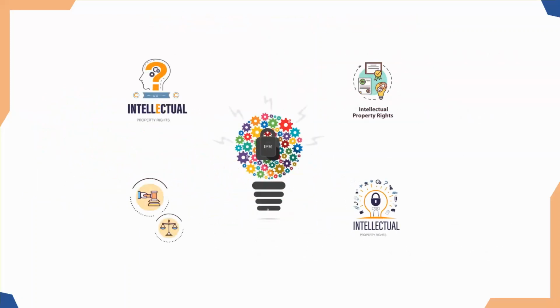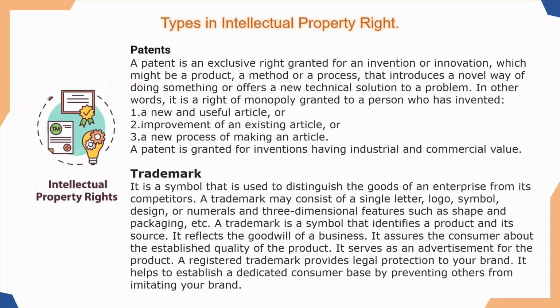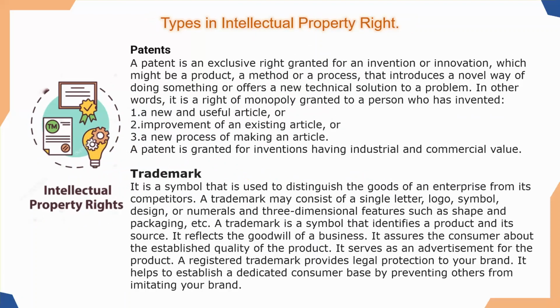Coming to the next thing, what are the types involved in intellectual property right? I mean to say, which things come under intellectual property. There are four things mainly. Those are patents, trademarks, industrial designs, and geographical indications. A patent is an exclusive right granted for an invention or innovation, which might be a product or a method or process that introduces a novel way of doing something or offers a new technical solution to a problem.